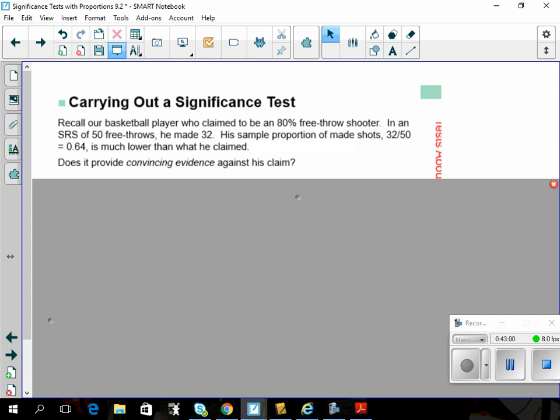What's the alternative? Because it says against his claim. Do we have evidence? P is less than 0.8, okay? You probably need to write those in words as well.